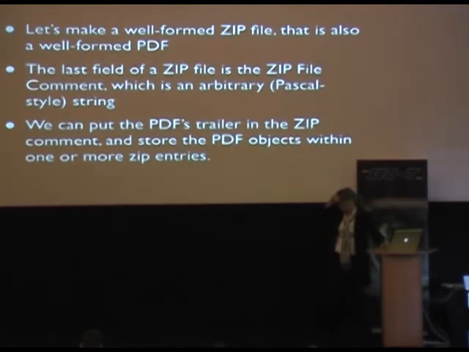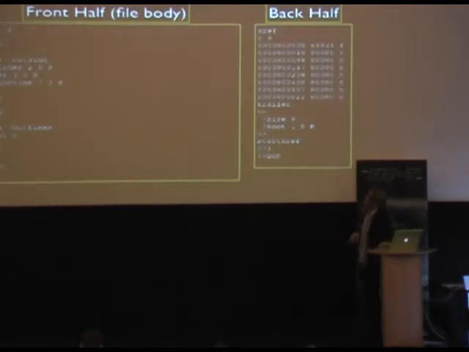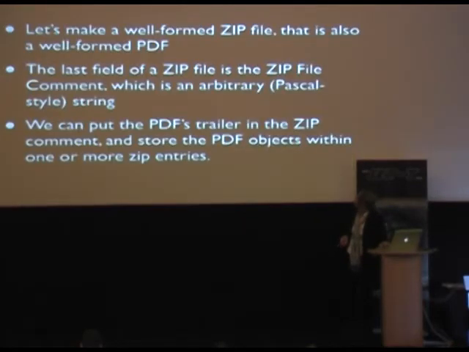There's a really simple trick you can do to create a zip file that's also a well-formed PDF file. Basically, since everything before the PDF is ignored and everything after the PDF is ignored, you can just store the PDF in the middle of the zip file with zero compression, and Acrobat will read it and open it as a normal PDF file, and all your unzip programs will also read it as a perfectly normal zip file.